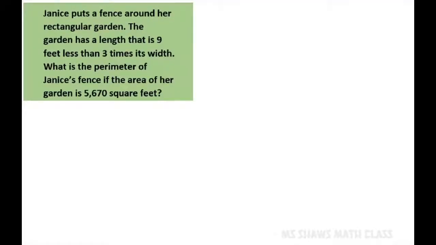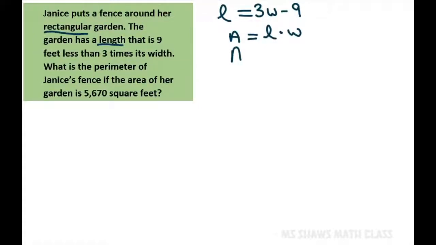The first thing we need to know is that the length is 9 less than, so I put that there, that's subtraction, 3 times its width. All right, and we're given the area of the garden, so we know the formula for area for a rectangle is length times width. So area equals length. Our length is right here, so substitute 3w minus 9 times w.